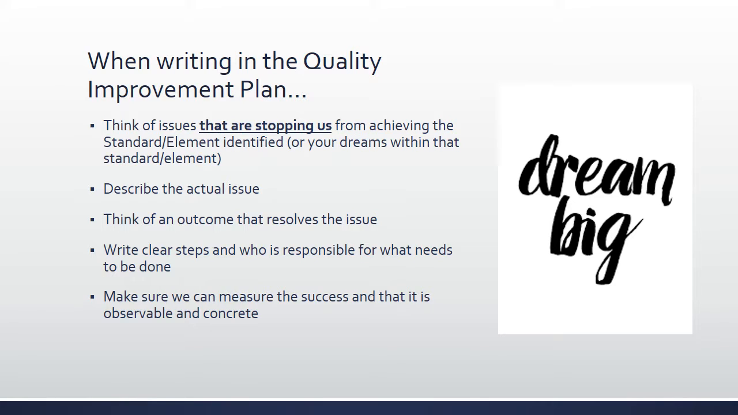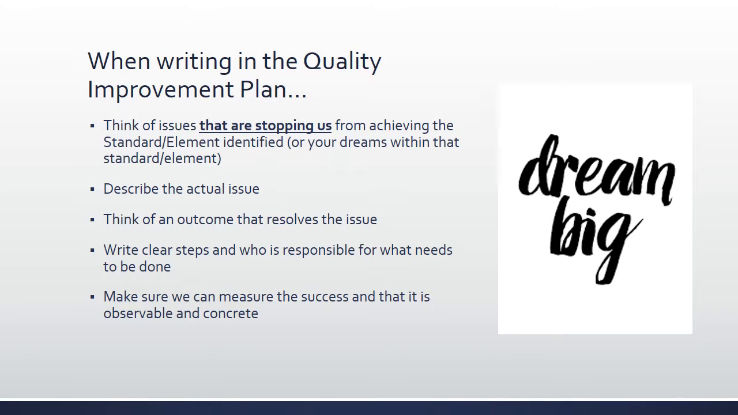All right, when writing the quality improvement plan, we need to think of the issues that are stopping us from achieving the standard and element identified, or your dreams within that standard and element. I suppose for inclusion support, call it barriers. So think about the barriers, like what's stopping you. And for our wonderful educators that are writing our inclusion support plan at the moment with our inclusion professional, she has started with the barriers, and our educators are just coming up with the most amazing ideas, and it's really exciting actually. Everything that's been put in that inclusion plan so far, we can actually put directly into our QIP. We're going to get bonus points for including the community.